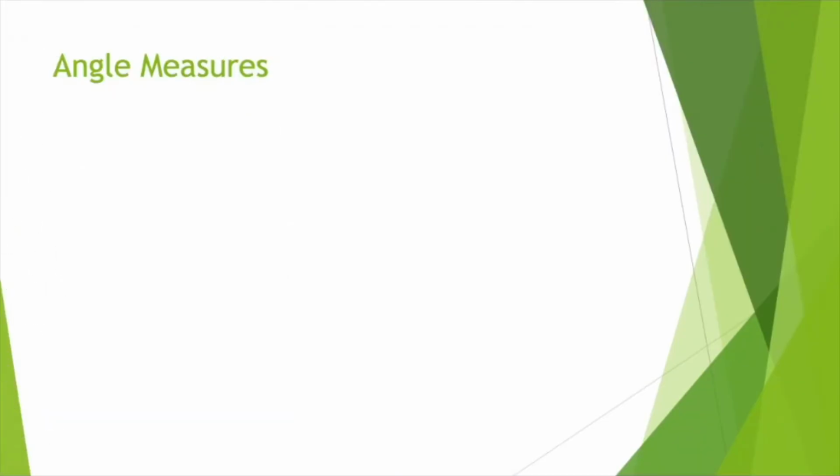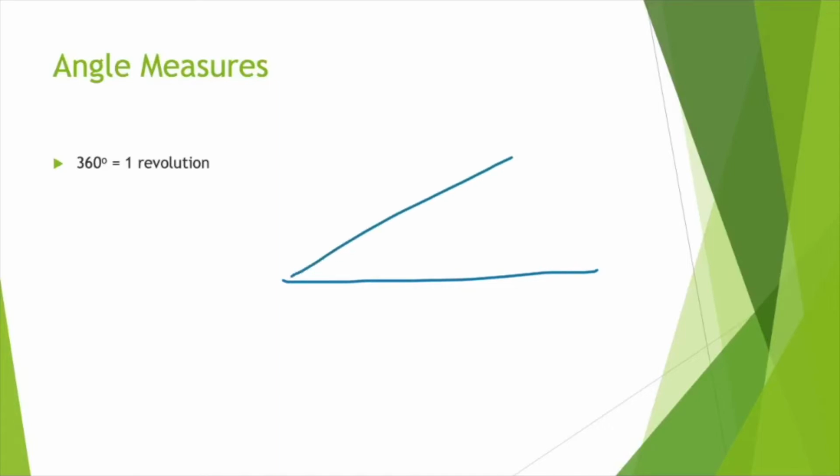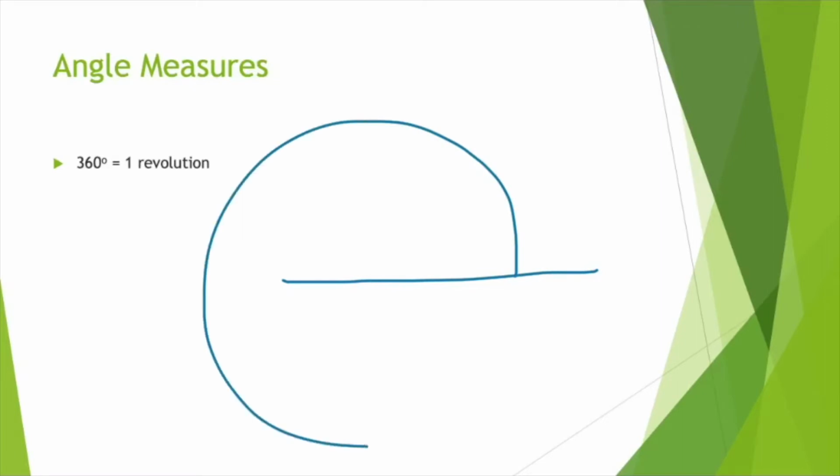Let's talk about how these angles are measured. If we make a complete rotation with that terminal ray all the way around, we would have one revolution, which is 360 degrees. So we can start our angle at various places and have various places it can go around. That angle could go all the way around and eventually make it back to the beginning, and that would be our 360 degrees.